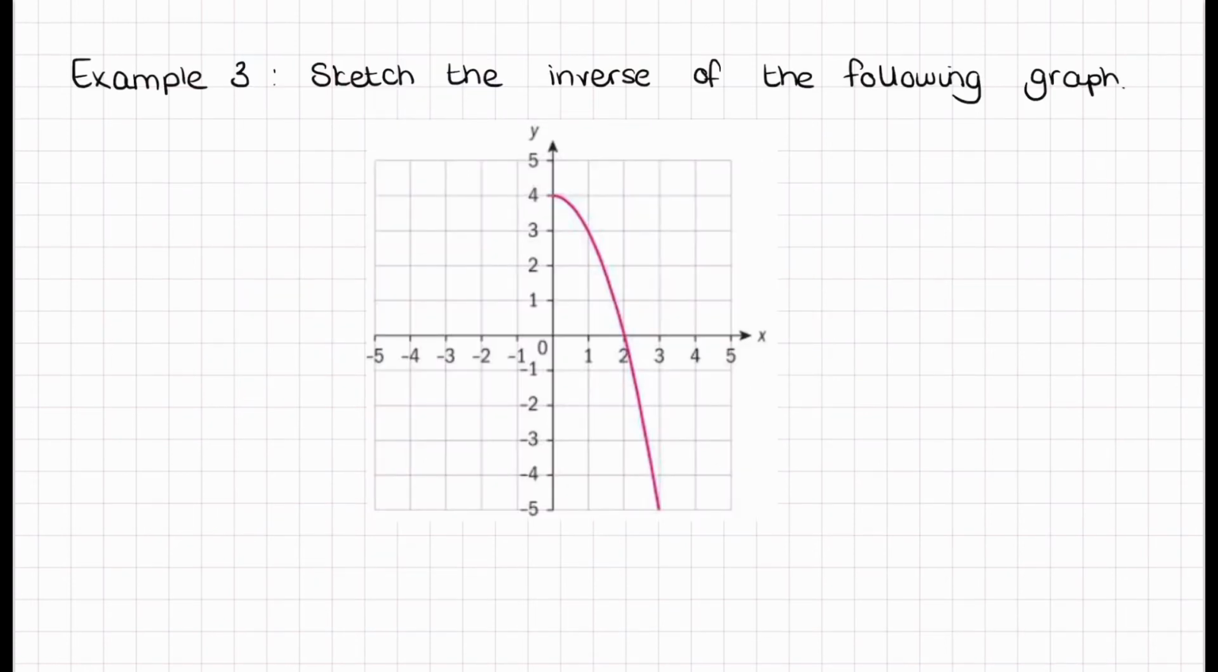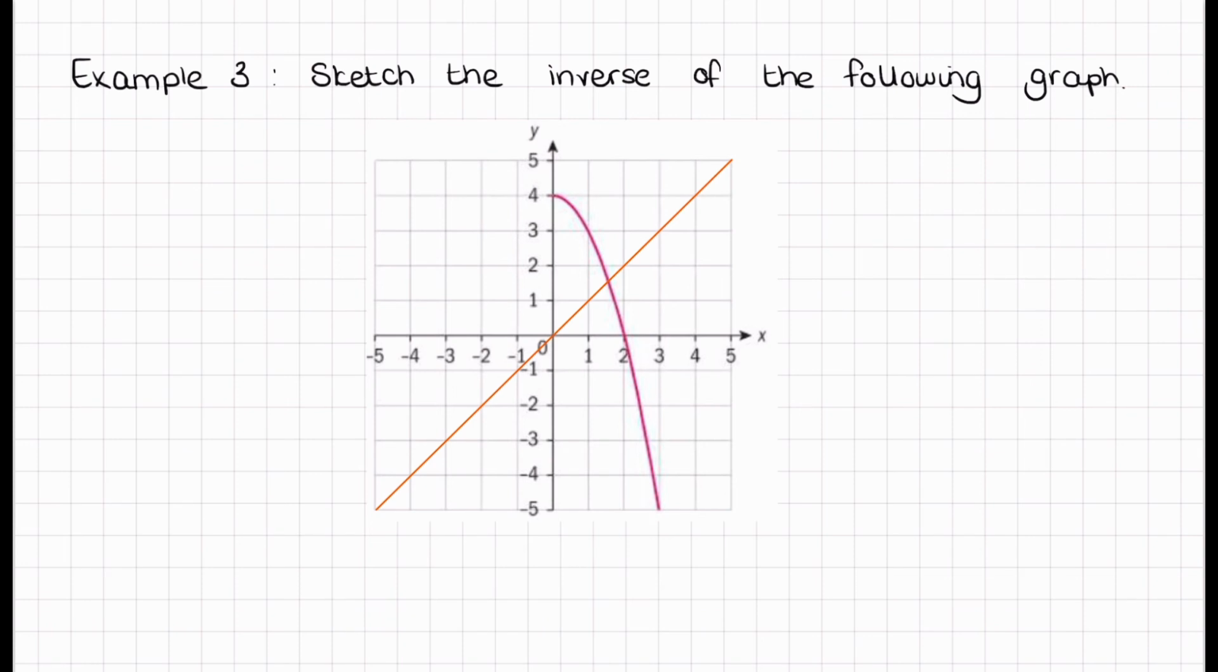So example 3, sketch the inverse of the following graph. When you're sketching an inverse, the first thing you're going to do is work out where the line y equals x is. In this one, it is nice and easy. It's right down the middle there. And when you're sketching an inverse, you just reflect the graph across this line. So you look for some points.